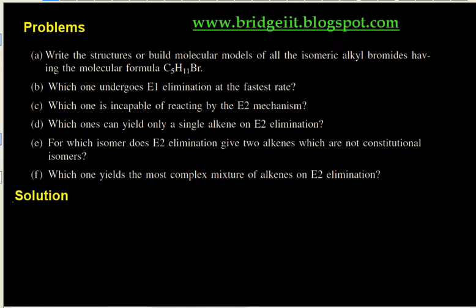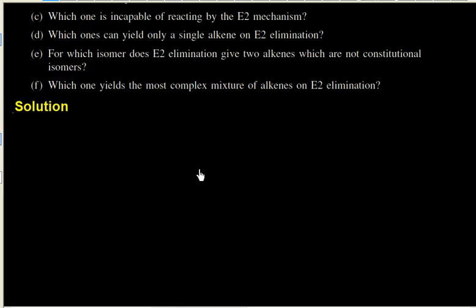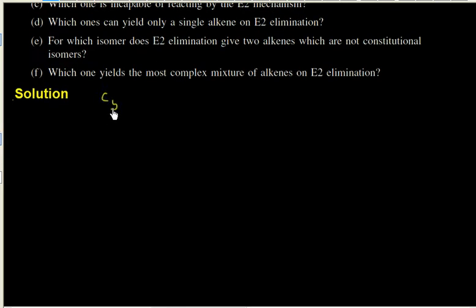Now in this case, the first part says write down the alkyl bromides having this formula, the isomers of this formula C5H11Br. So let us say C5H11Br. How many isomers are possible?